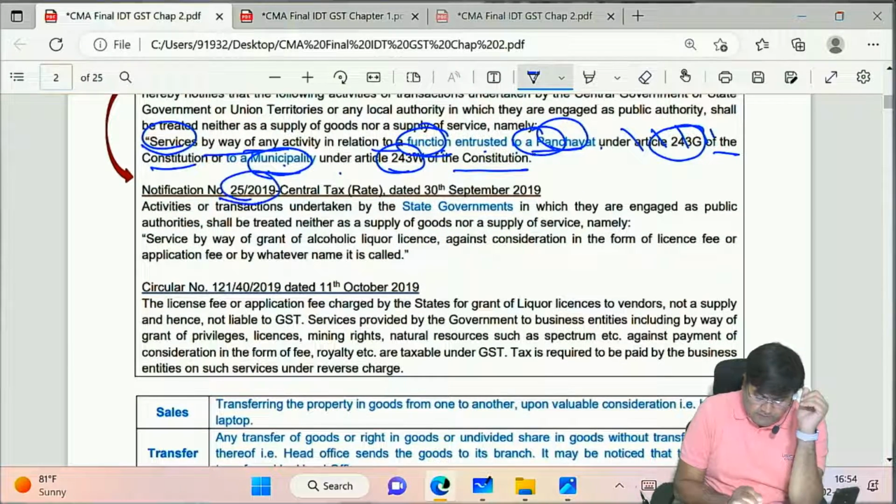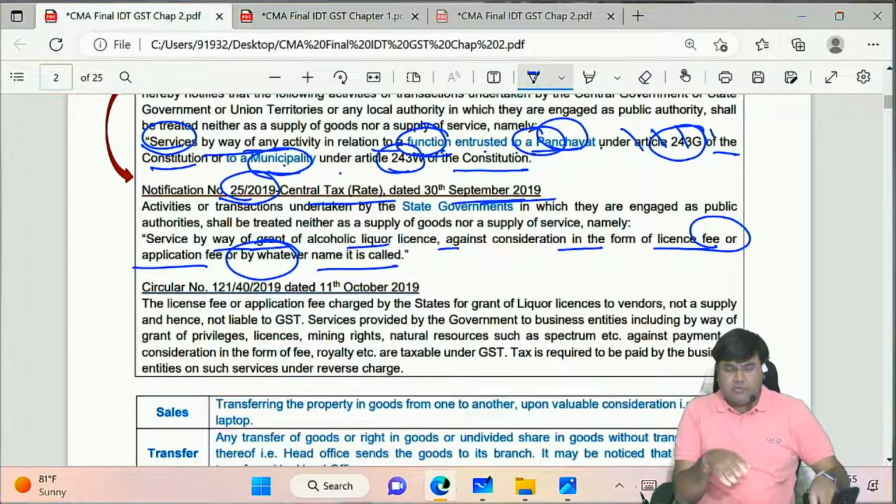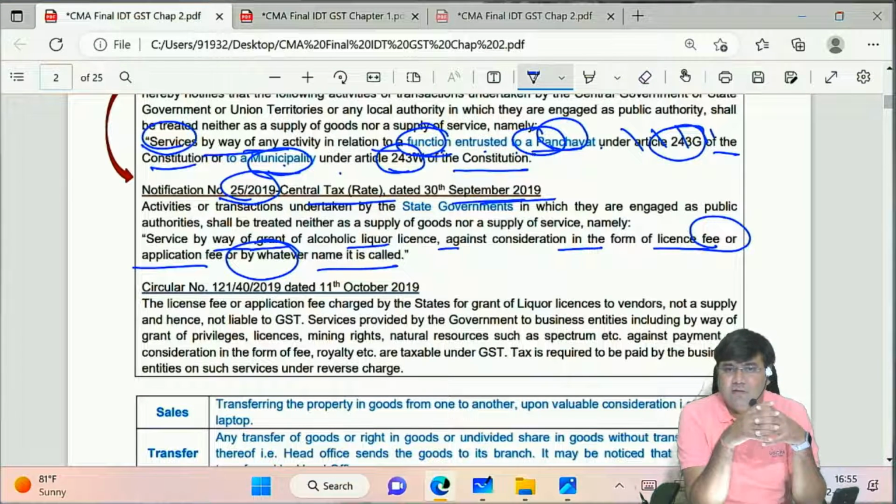Notification number 25/2019, Central Tax Rate dated 30th September 2019. This says services by way of grant of alcoholic liquor license against consideration in the form of license fee or application fee or by whatever name it is called. Alcoholic liquor license is permanently outside the purview of GST, isn't it?